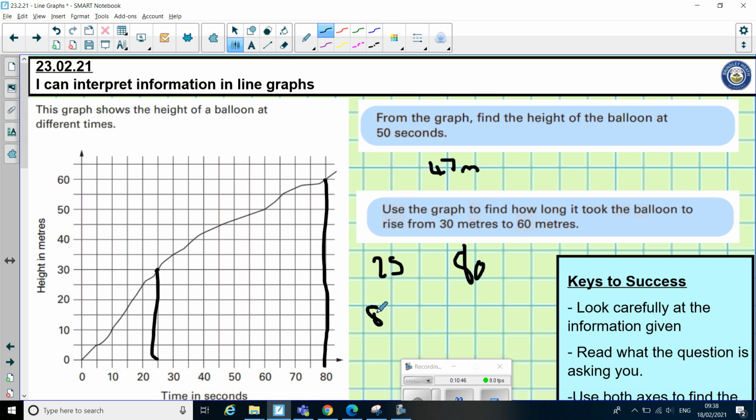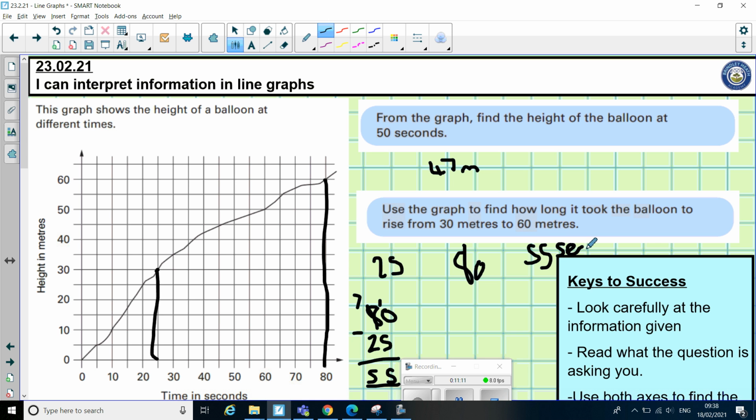Some of you can probably do that in your head. If you can't, remember you can always do a little column subtraction. Okay, 0 take away 5, can't do it, so I need to exchange. 10 take away 5 is 5, 7 take away 2 is 5. So my answer here then is 55 seconds.